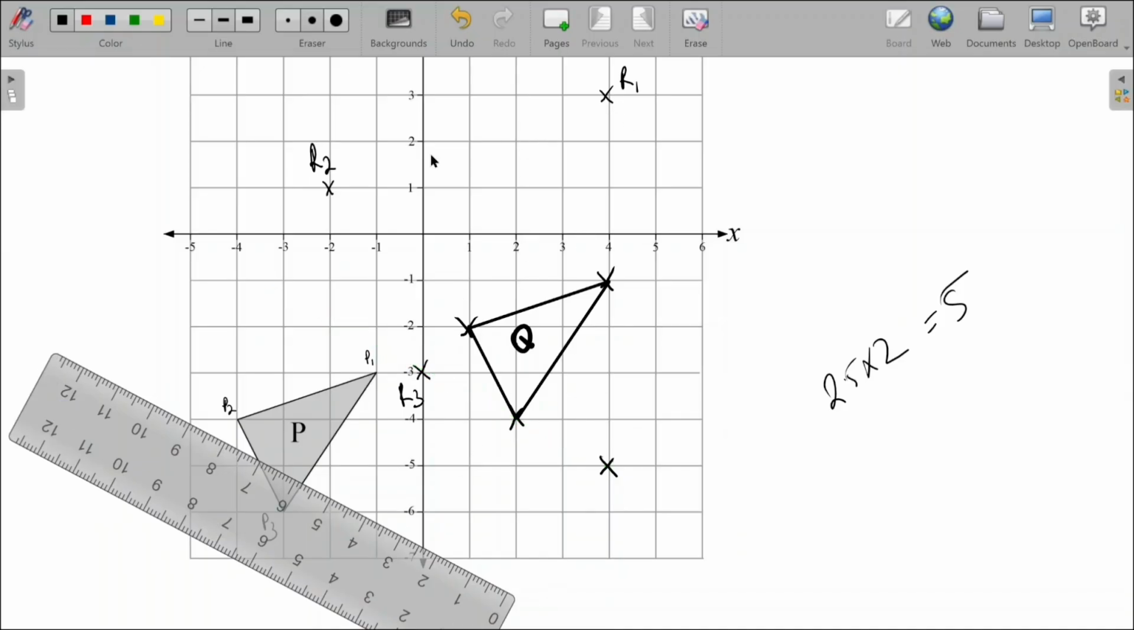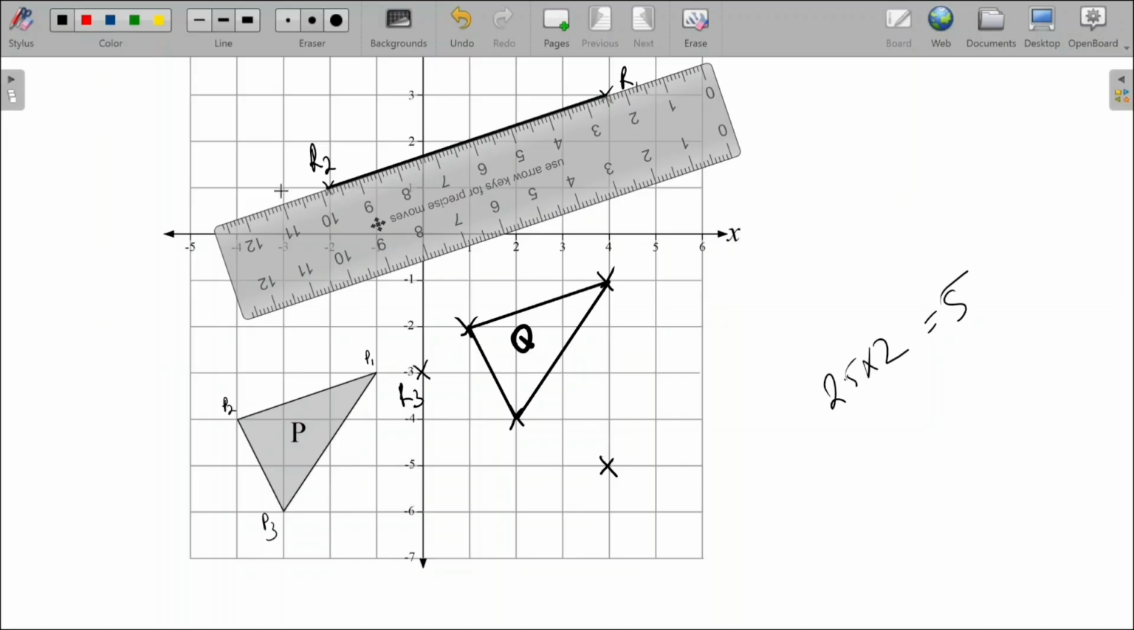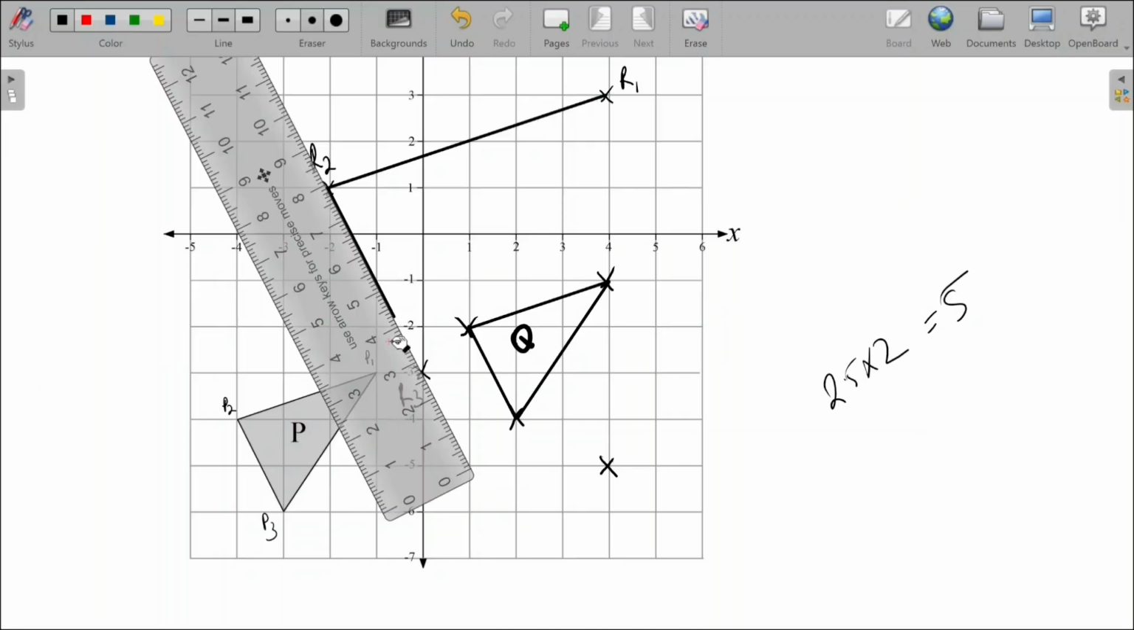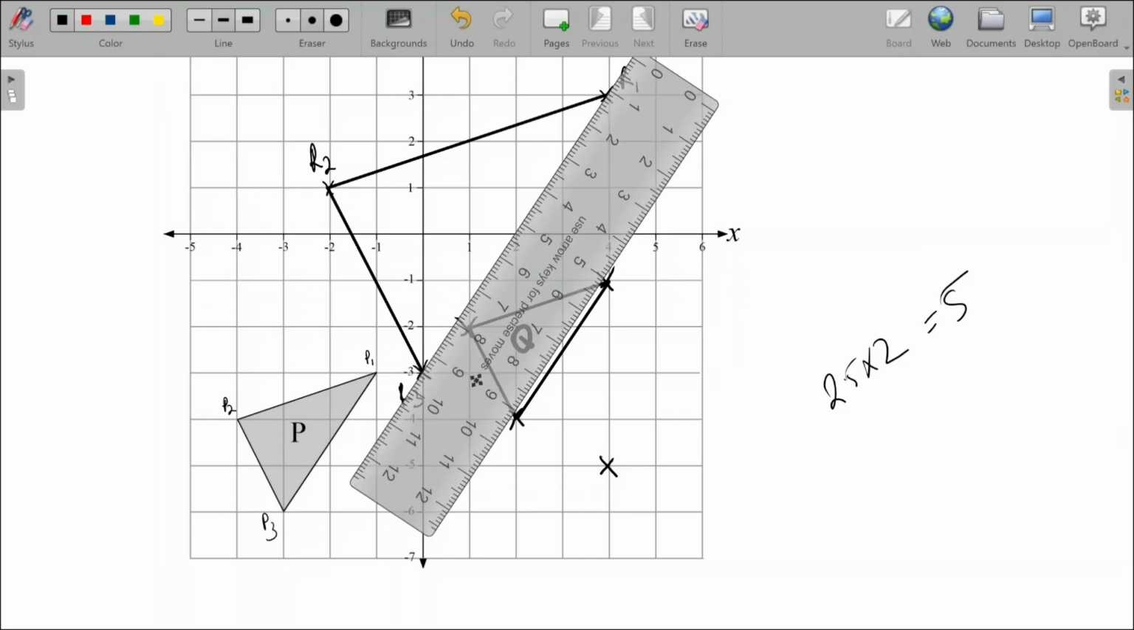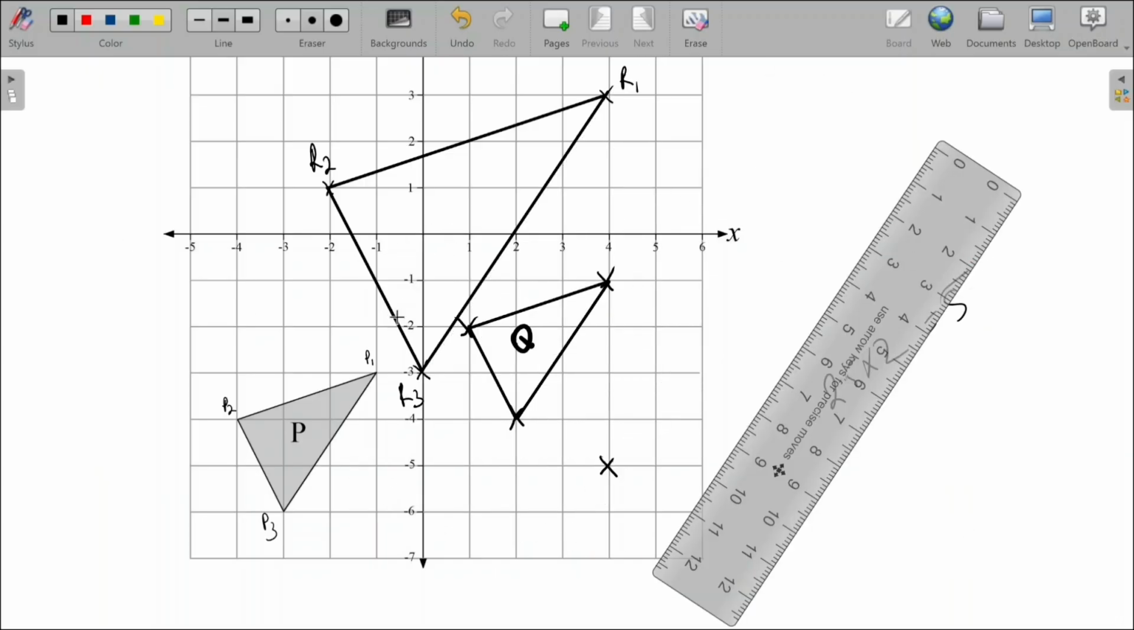Next, we join R1 to R2 to R3 back to R1 to form triangle R. Let's start by joining R1 and R2. We join R2 to R3. Then R3 to R1. We now have triangle R, which is an enlarged triangle Q by a scale factor of 2 about point X is 4, Y is minus 5. So this is our R. Hope you understand.